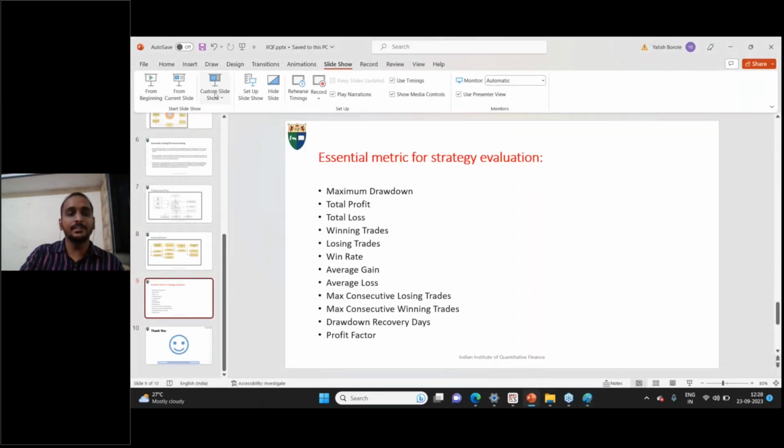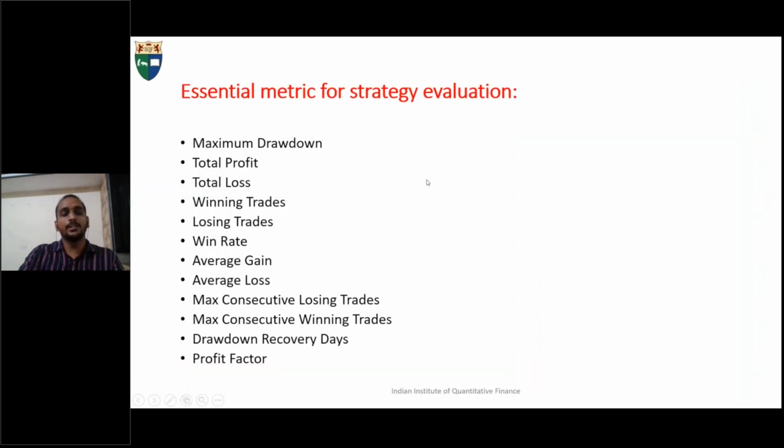The total profit is basically the total profit you have achieved for a particular period of time. The next one is the total loss. It is the sum of the losing trades of your overall system, that is called the total loss. The next one is the winning trade.